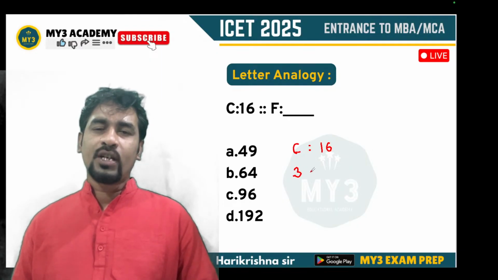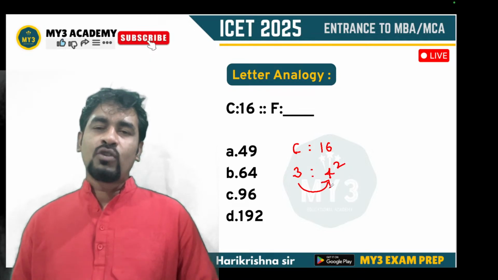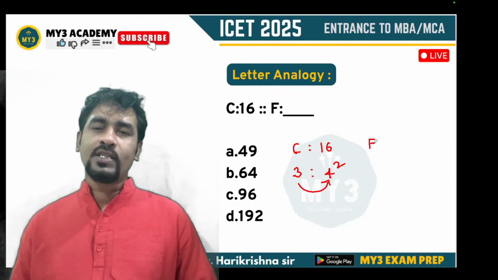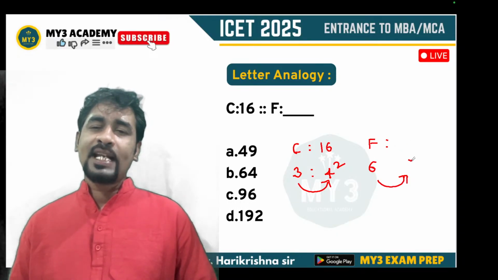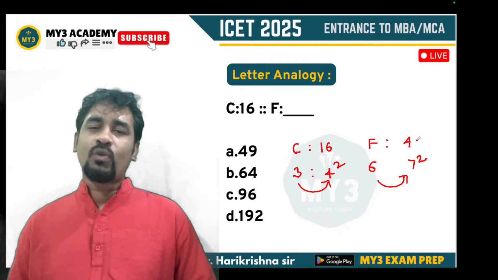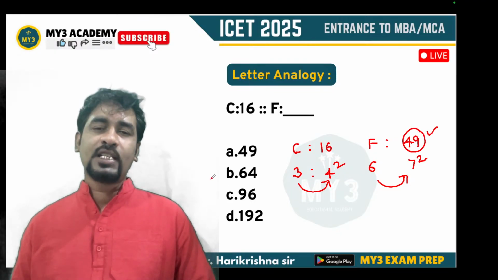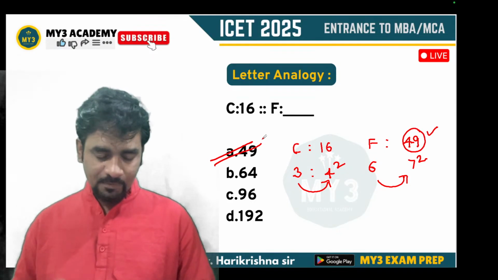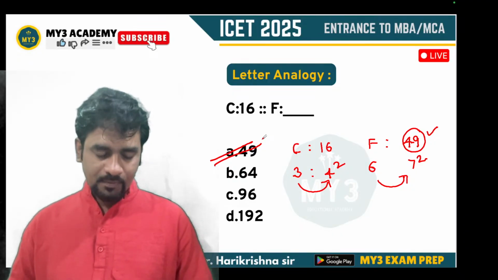What is C's position? C is 3. What is 16? 16 is 4 square. So 3 becomes 4 square. That's the logic here. What is F? F is 6. If 3 becomes 4 square, 6 becomes 7 square. 7 square is 49. Mark the answer option A.